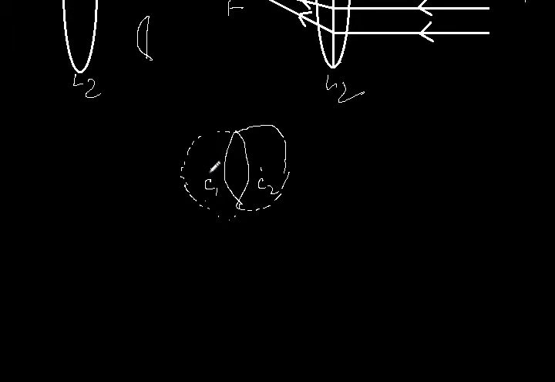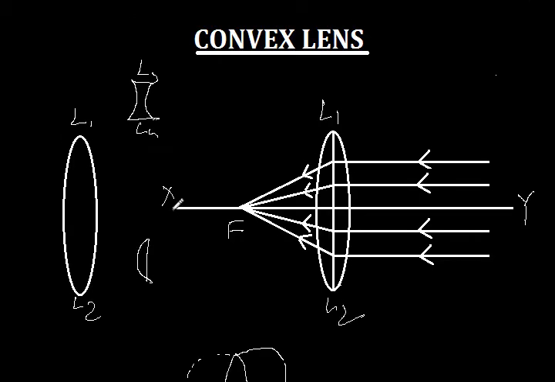Now if you join the centers of curvature with a straight line, this is an infinite straight line, C1, C2, the line passes through C1, C2. This is called principal axis. So the line joining the centers of curvature is called principal axis. Now principal axis is the main factor of a lens. Now you have learned the principal axis. In this lens L1, L2, XY is the principal axis of the lens.